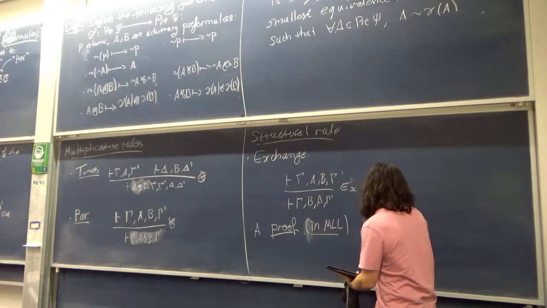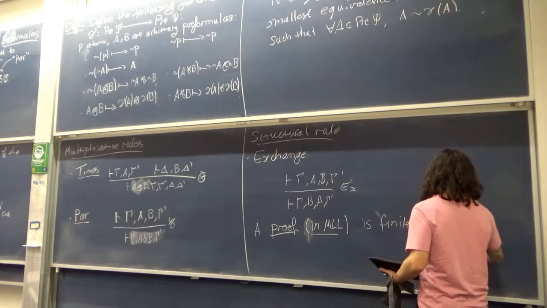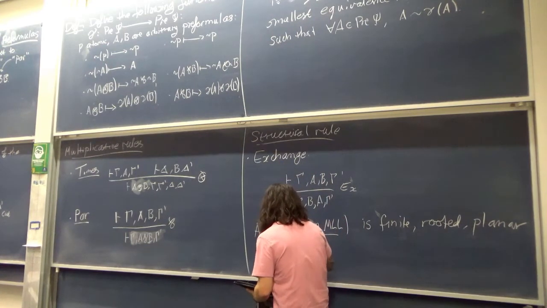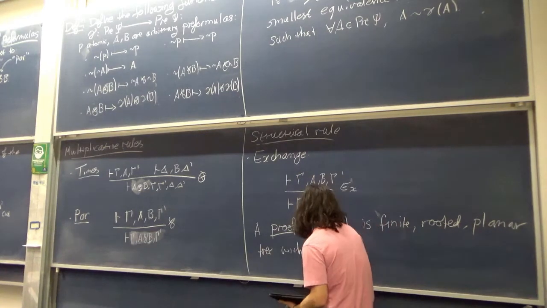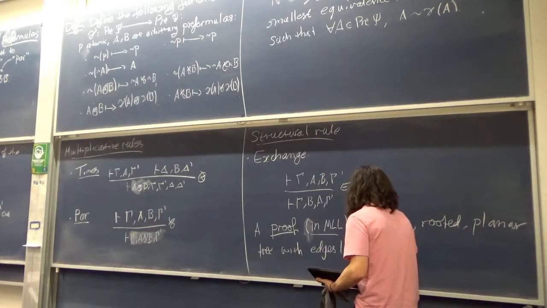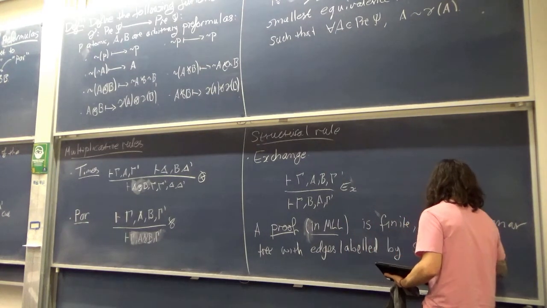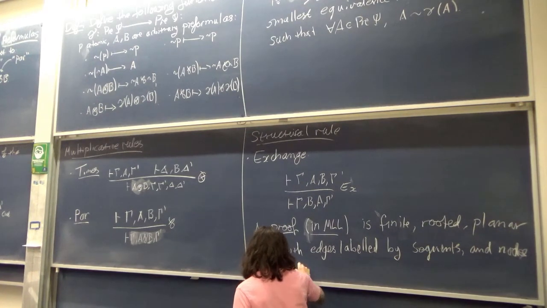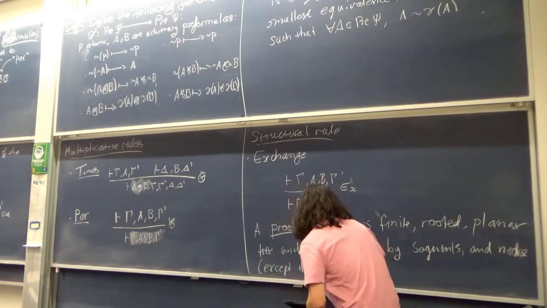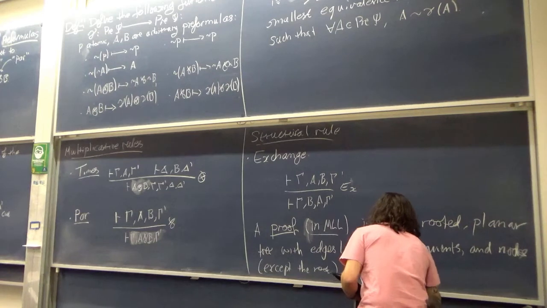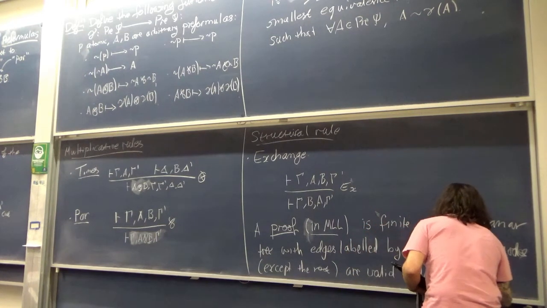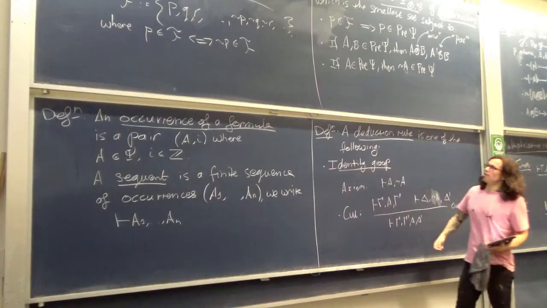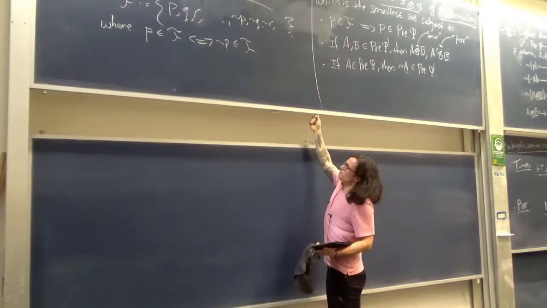A proof in MLL is a finite rooted planar tree, in the sense of graph theory, with... and let's get this convention right. The edges are labeled by sequents, and nodes except the root are valid deduction rules. Does that make sense? With validity defined by coherence with these rules that I've already defined. Maybe I can do a very, very quick example to make sure that this notation is being read properly.